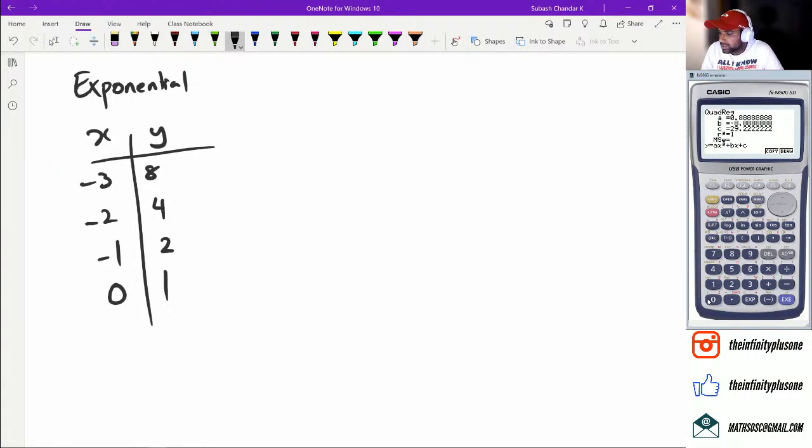Yep, so Alexander, we are doing that right now. So basically all I've done is I've taken the graph and I've taken down 4 points from that graph, and now I have to create an equation.